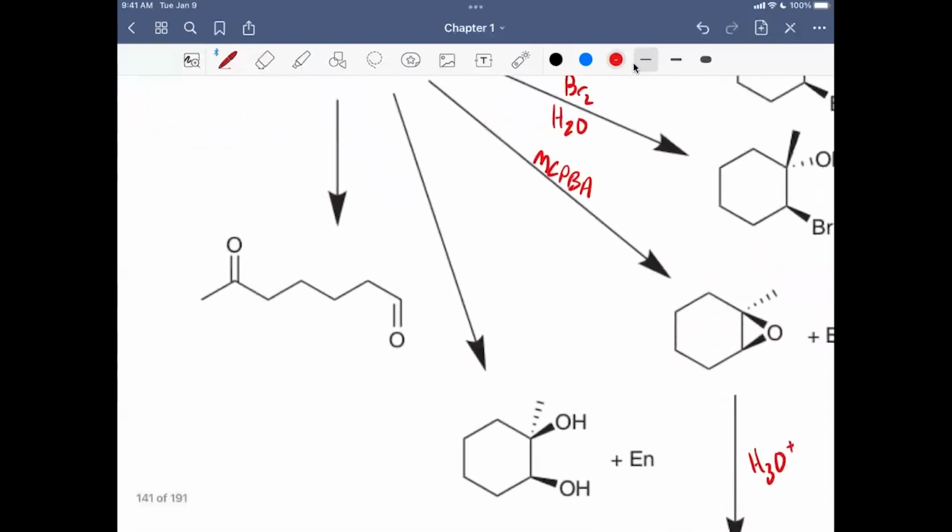You could also use, instead of mCPBA, you could write RCO3H. You guys learned that to be anti-addition as well, so that works as well. I'll use that one just because we learned it in this last chapter, and that mCPBA doesn't really get utilized till that alcohol chapter, so I'll use that as well.